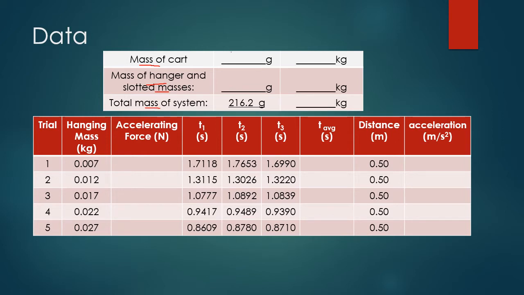Now go ahead and cross out the mass of the cart, both the gram and kilogram amounts, because we're just going to look at the total masses. You don't need to fill in the mass of the cart or the mass of the hanger and the slotted masses. Fill in the total mass of the system as 216.2 grams.